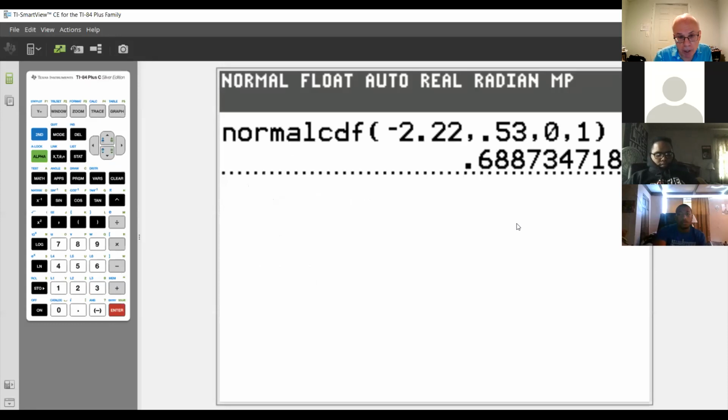That's the probability of a z random variable, a standard normal random variable, between negative 2.22 and 0.53. Questions about that? Okay. Go to the next part of this question.